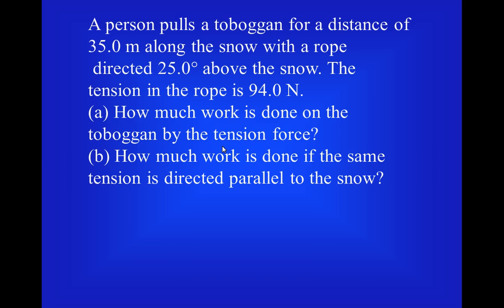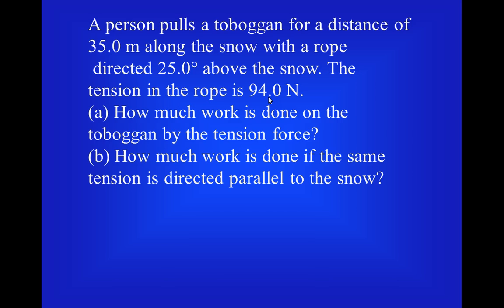A person pulls a toboggan for a distance of 35 meters along the snow with a rope that is directed 25 degrees above the snow. The tension in the rope is 94 newtons. How much work is done on the toboggan by the tension force? Work equals force times distance times cosine theta. So the force of 94 newtons times the distance of 35 meters times cosine of 25 degrees.